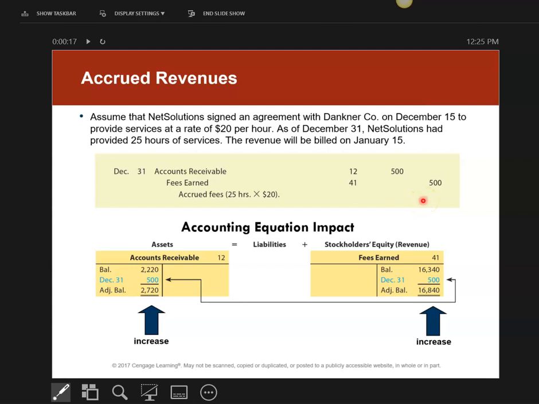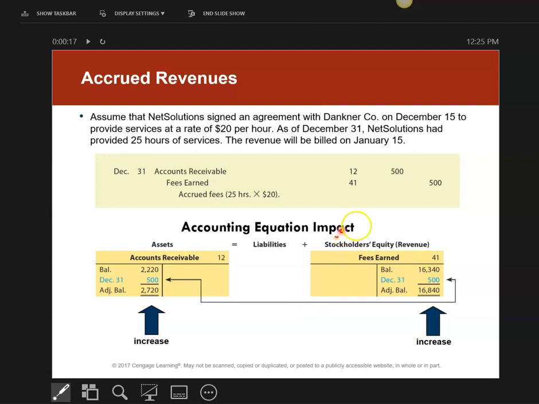Now, let me ask you, let's go back to your 3 rules of adjusting entries and ask about them. Does this involve cash? No, you do not see cash here at all. Rule number 2, is it dated the last day of the accounting period? Yes, December 31st is our last day. Third rule, it'll always have an income statement account and a balance sheet account. So the accounts receivable is on the balance sheet. Fees earned as a revenue is on the income statement. So it actually meets all of our rules.